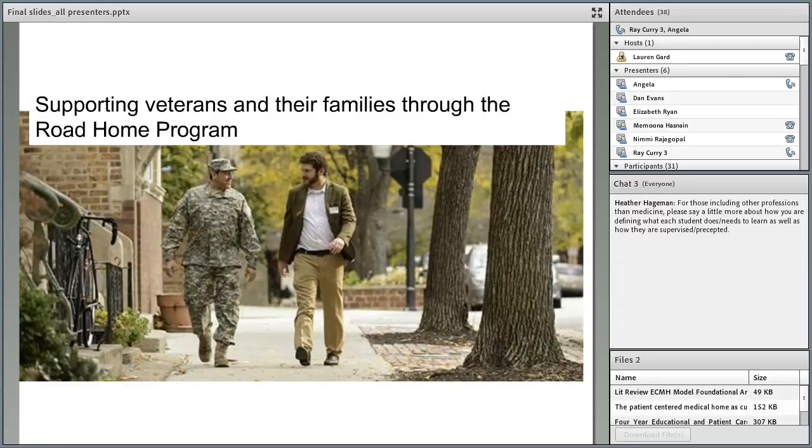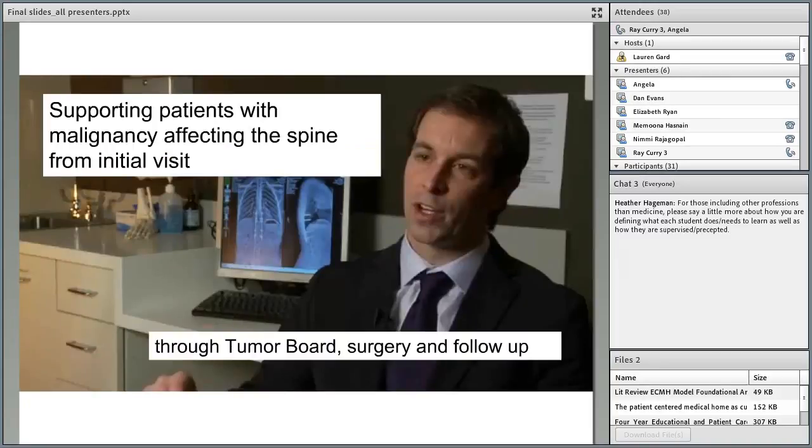A program launching in January with the next semester supports veterans and their families through our Road Home program, in which students will essentially adopt a veteran and help them navigate some of the stickier places in their healthcare and in navigating the healthcare system.